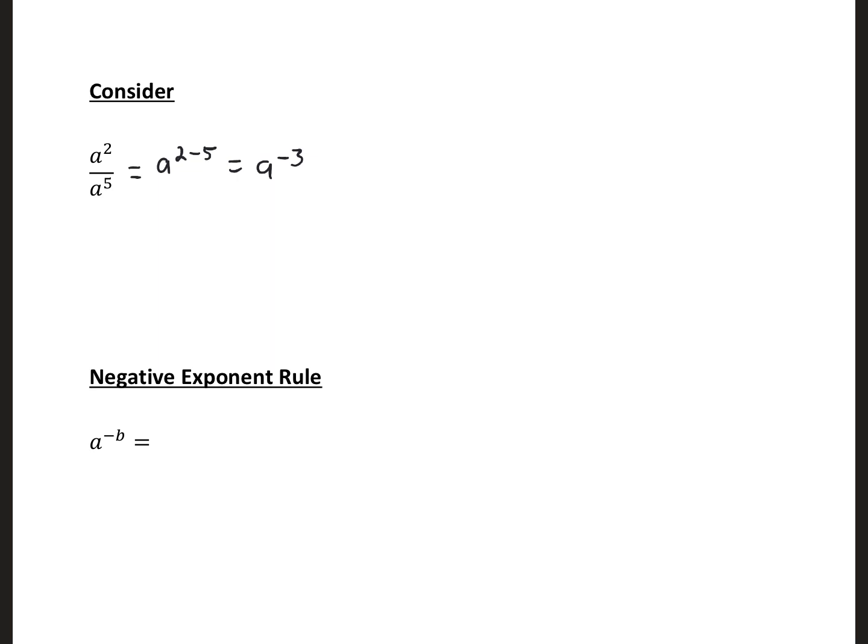Let's instead try and rewrite this. This could be rewritten as a times a in the numerator, and then we could rewrite a to the fifth in the denominator. The result is a times a in the numerator would cancel out a times a in the denominator, and we would get 1 over a to the third power. This shows the negative exponent rule, that if you have a raised to a negative b, the result is actually 1 over a to a power of b.